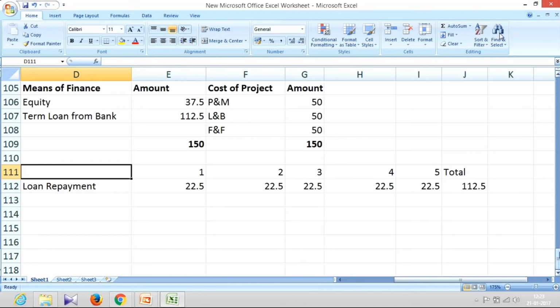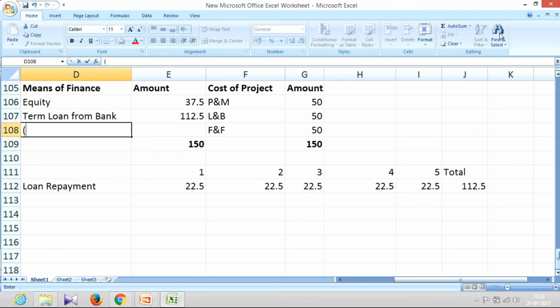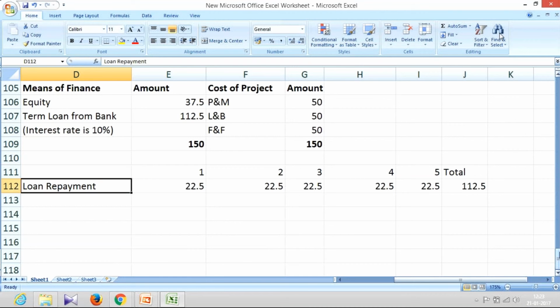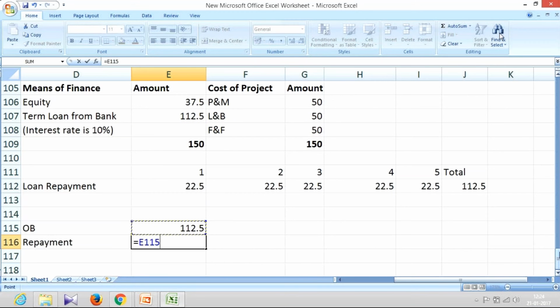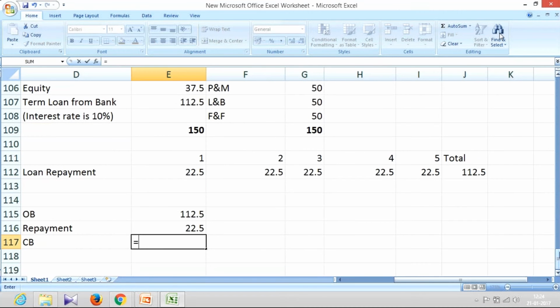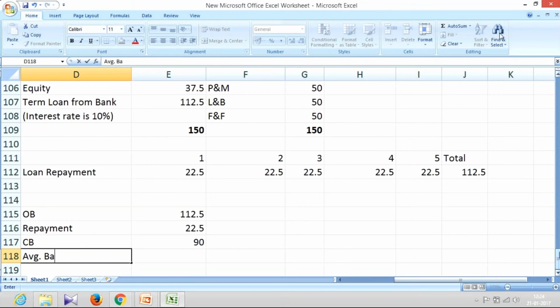It means every year you have to pay interest also on this, right? So how is this interest calculated? Let's do a small calculation now. We'll assume the interest rate is something like, say, okay, so what I'll do, I'll have a small table here where we'll calculate the interest. Opening balance: I'll assume that the loan was borrowed in the beginning of the year, and in that year there is a repayment. What is the repayment amount? It is 22.5, so closing balance is 112.5 minus 22.5, this is 90.